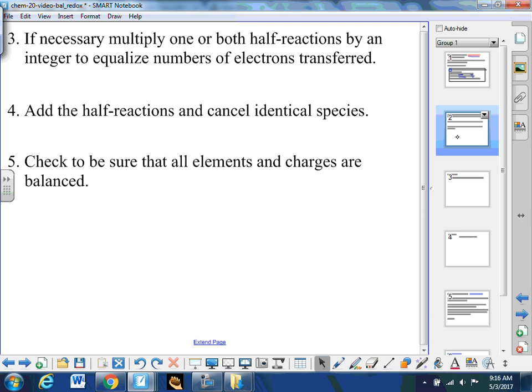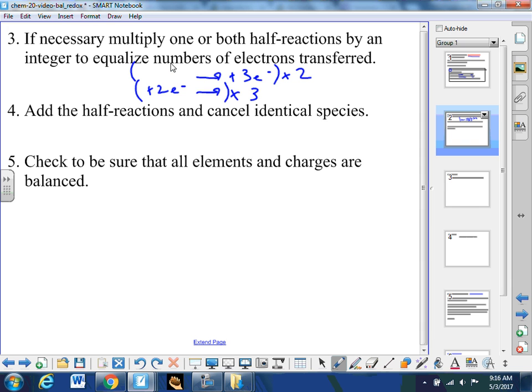Once you balance each half reaction, then you have to balance the two half reactions with each other. So you have to multiply each by an integer to equalize the number of electrons being transferred. For example, if your oxidation half reaction loses 3 electrons and your reduction half reaction gains 2 electrons, then we'd have to multiply the oxidation half reaction by 2 and the reduction half reaction by 3, so that 6 electrons are lost and 6 electrons are gained. You are then going to add the two half reactions and cancel out identical species. And then, of course, you need to check to make sure all elements and charges are balanced.